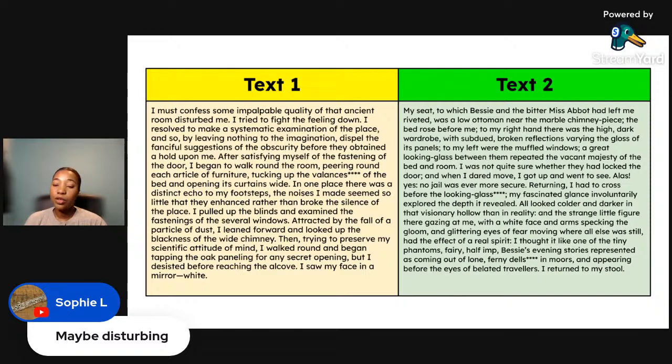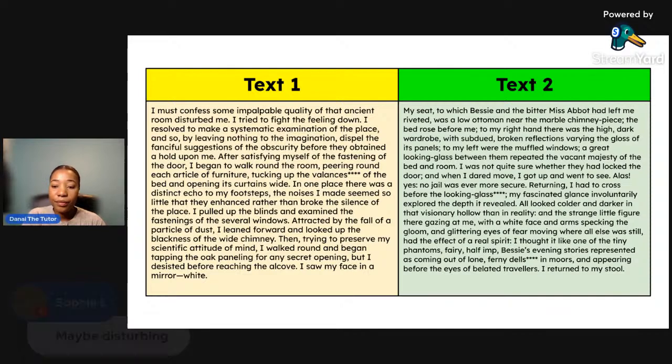We'll come back to that question after we've read text 2, and it might be easier to note the differences after we've looked at this section of text 2, okay? So thank you so far. Yes, it's an eerie atmosphere, a little bit disturbing, unsettling, okay? Definitely. Okay, so text 2.